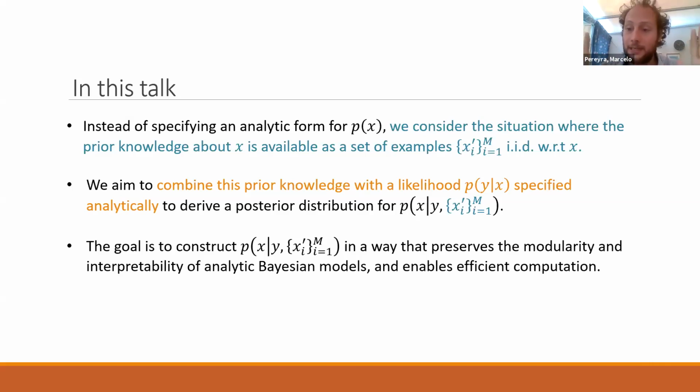There's a very clear decoupling between the conditional of Y given X and the marginal of X. These are two different things, conceptually different. So they should stay different all the way through. That's the idea: how can you use a neural network to learn your prior in a way that you can then combine with a likelihood to derive this posterior distribution, in a way that preserves modularity and interpretability, and that enables efficient Bayesian computation?